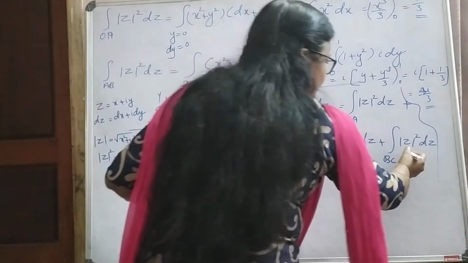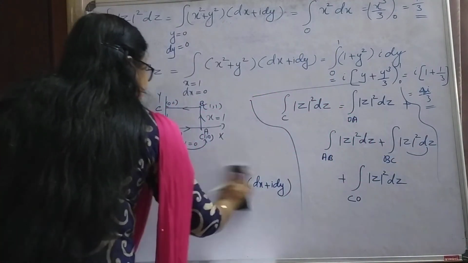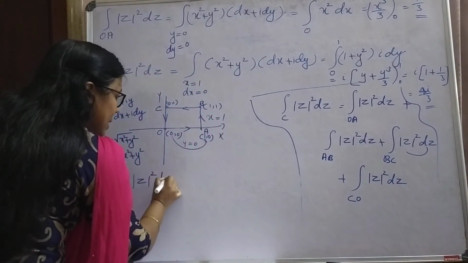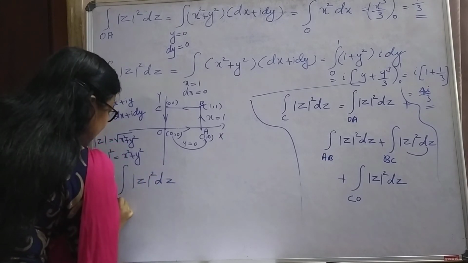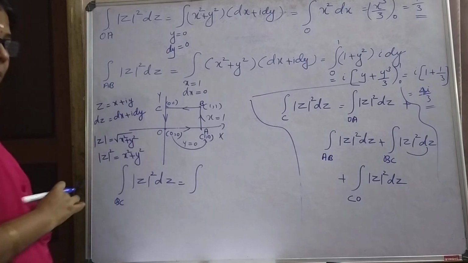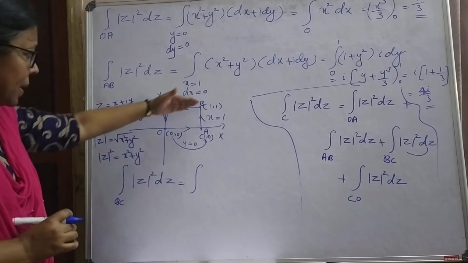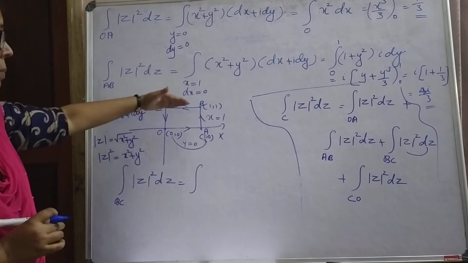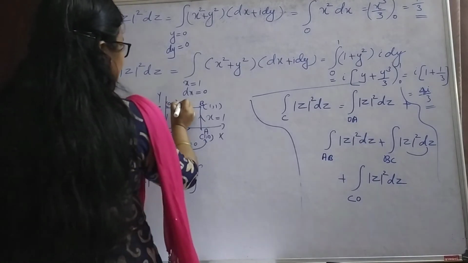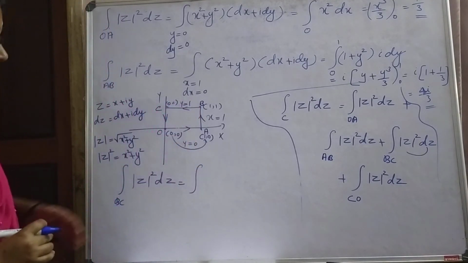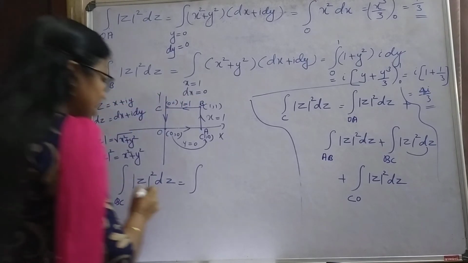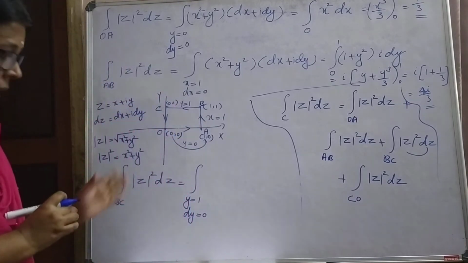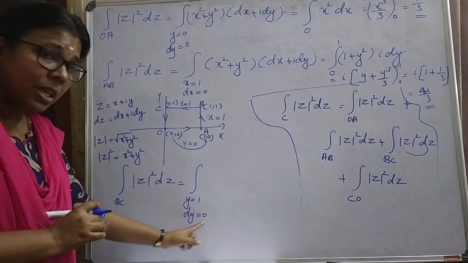Now we have to find the third integration, which is the integral of |z|² dz along BC. What is BC? BC is the line like this. What is the equation of BC? It is y equal to 1. By taking derivative on both sides, y equal to 1 means dy equal to 0.